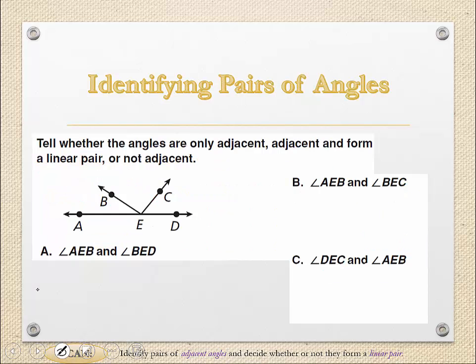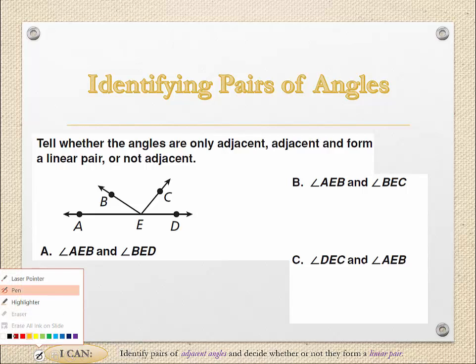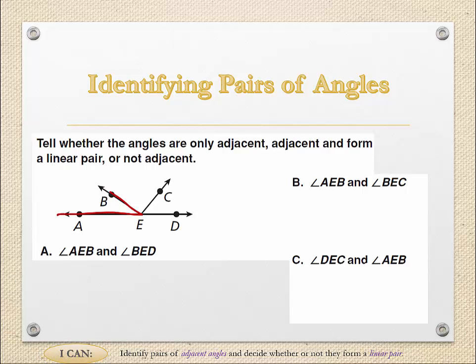So tell whether the angles are only adjacent, adjacent and form a linear pair, or not adjacent at all. First one, AEB is this angle here, and then our next one that we want to look at is BED. So here, here, here. They share a common ray, so they are adjacent. And they also create 180 degrees, so that means that they are linear pairs.